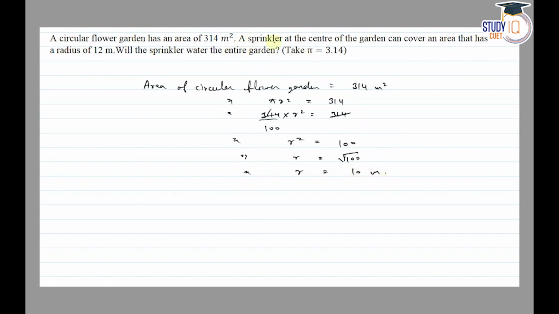So a sprinkler at the center of the garden can cover an area that has a radius of 12 meter. सो स्प्रिंकलर जो कि सेंटर में लगा हुआ है गार्डन के, कवर करता है एरिया 12 मीटर रेडियस का, और हमारे सर्कुलर फ्लावर गार्डन की रेडियस है 10 मीटर. सो यस, द स्प्रिंकलर वाटर द एंटायर गार्डन. सो आंसर हो जाएगा यस. थैंक यू.